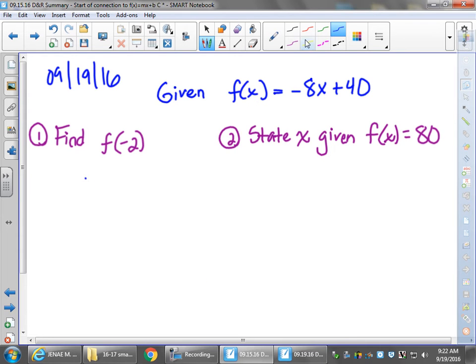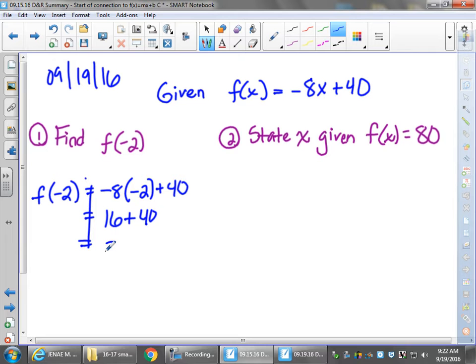Today's stamp question, let's go over the solution. So f of negative 2, it's giving me an x value. So that means wherever I see x, I will be substituting in negative 2. That gets me a positive 16 plus 40 equals 56.